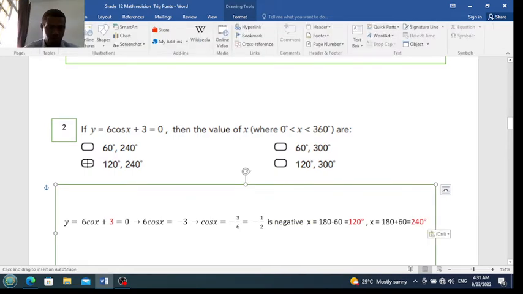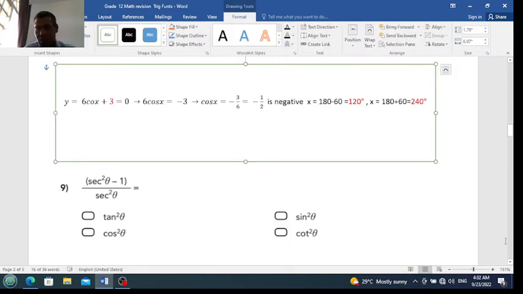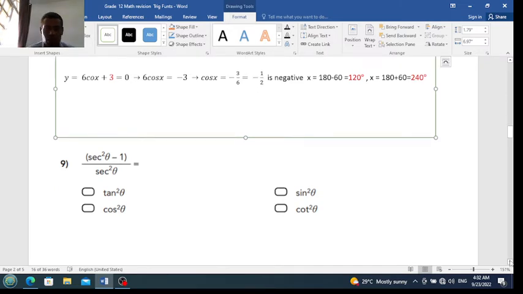Okay, the next question. Here we have: prove that sec squared minus 1 divided by sec squared is it tangent squared, sine squared, cosine squared or cotangent squared? In this case, you are going to use the reciprocal function of sec, which is cosine. Then you are going to use the identities that you already applied in the classroom.